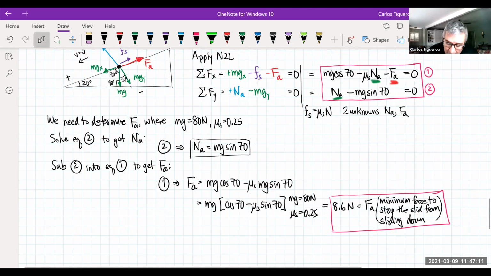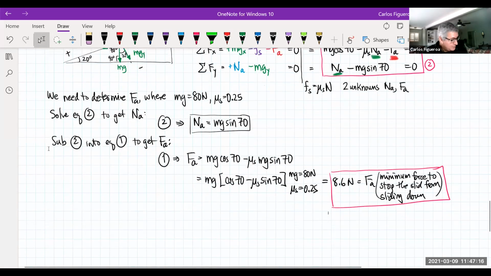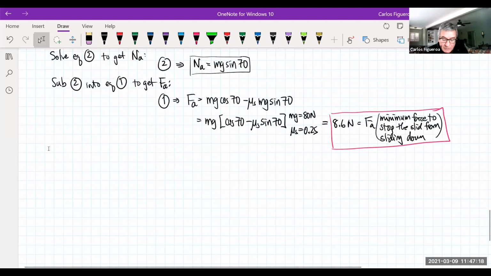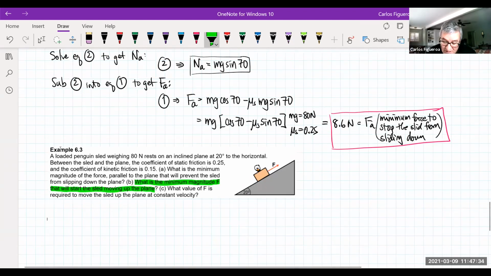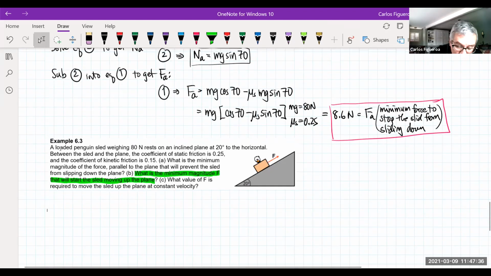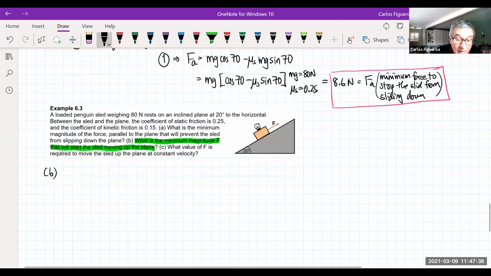But now we want to change this here. So what we want to do here is that we now want to do the next piece. And the next piece talks about what? What is the minimum magnitude that will start the sled moving upwards? Okay, so this is B now. So if I look at B, we want to know that now we're going to move the sled upwards.